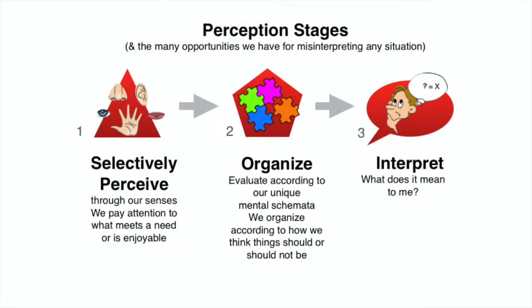So we tend to decide what something means way too quickly. And so a skill that we can work on is trying to delay deciding what that particular thing means. But we do it so fast, it's like nanoseconds, right? So the main points: we selectively perceive, we organize it based on who we are, which is a combination of all our experiences and all of our culture and everything, and then we decide what something means.